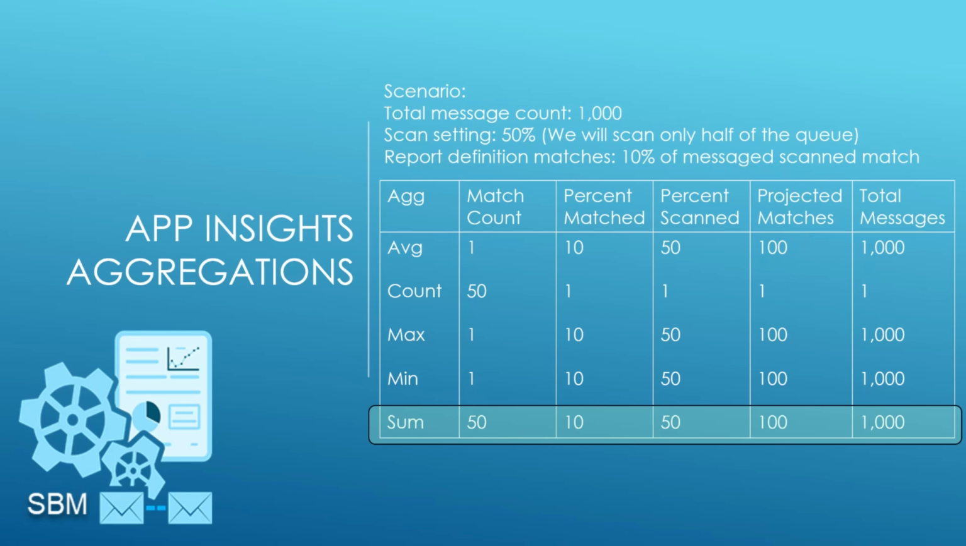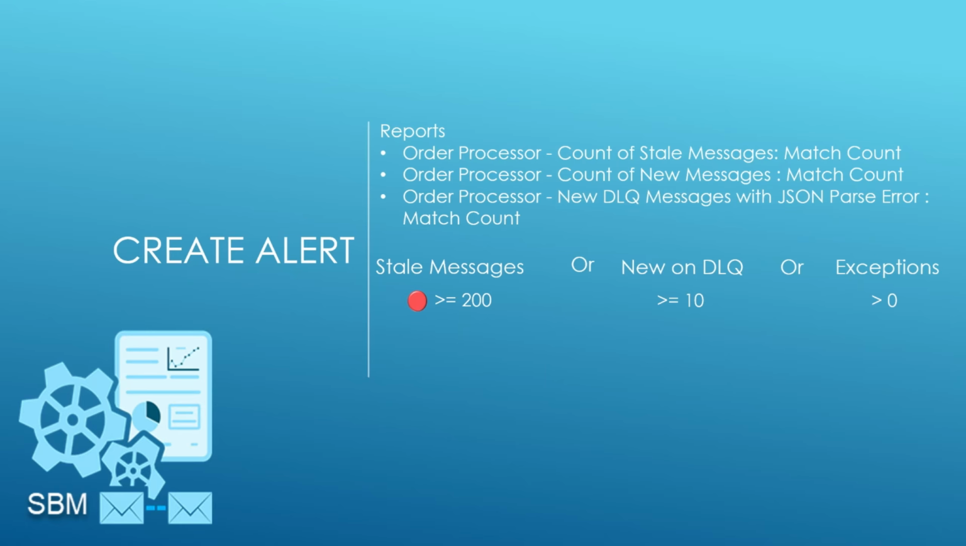The percent scanned is 50%. The projected matches is 100. This is because we only scanned 50% of available messages, and of these 500 messages, we matched 50. So we would project to match double this were we to scan the entire queue, presuming a linear matching distribution. Finally, the total count of messages present was 1,000. Now that we have reviewed the data that SBM sends to Application Insights metrics, let's create an Azure Alert rule.